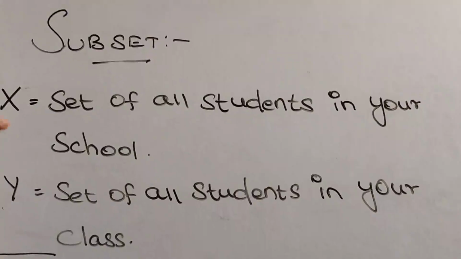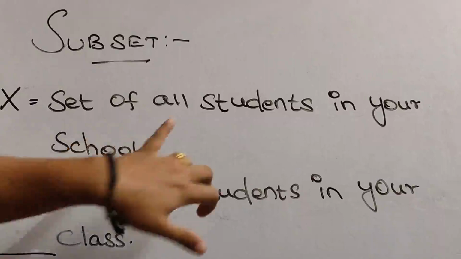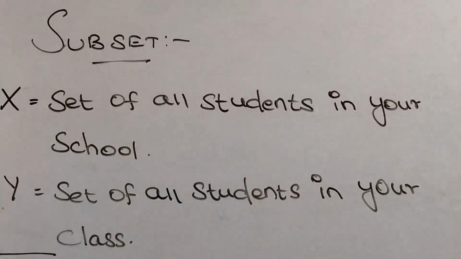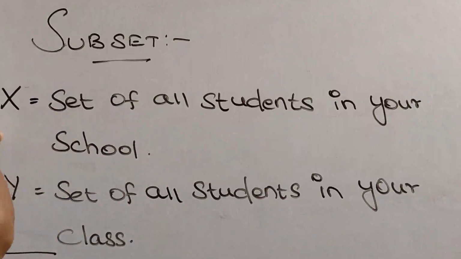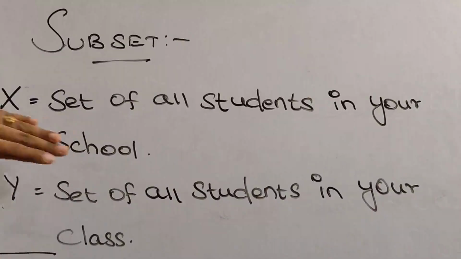Before proceeding into the subset mathematical definition, let's consider an example and then I'll explain you. Set X is equal to set of all students in your school. Y is equal to set of all students in your class. See these two sets. The first one is set of all students in your school. Okay, let's say it's around 5,000 and Y is equal to set of all students in your class, around 50, right? So we note that from these two sets, every element of Y is also an element of X, right? These 50 students are included in the set X. So we say that Y is a subset of X.